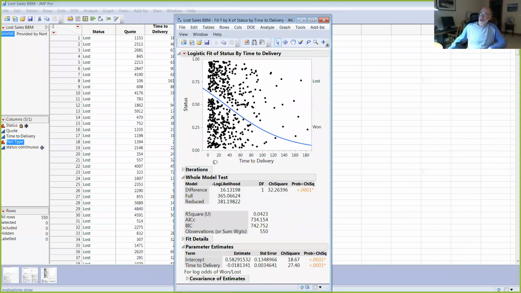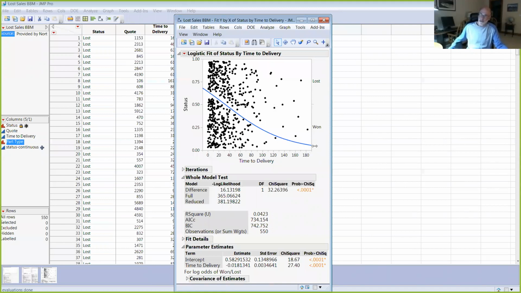What you're seeing again is y values between 0 and 1. You're seeing a nonlinear relationship, and the interpretation is that for each of these points, we only have either the order won or not won, but each point indicates how long the time to delivery is and how likely it is that we will win this order as opposed to lose it. And the negative slope line is basically showing that the longer the time to delivery, the less likely it is.